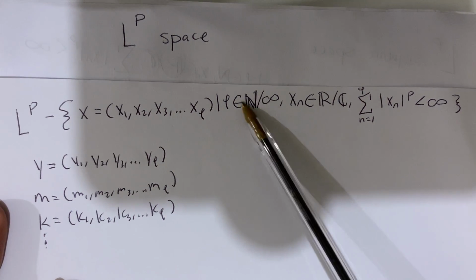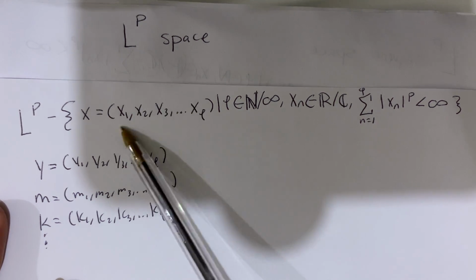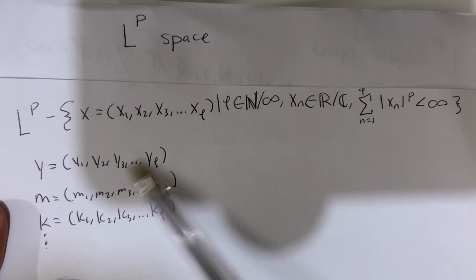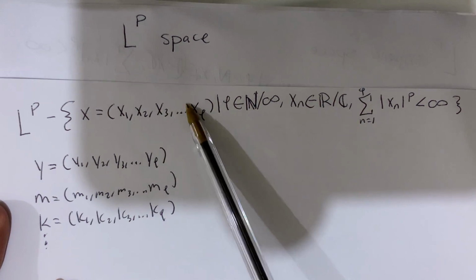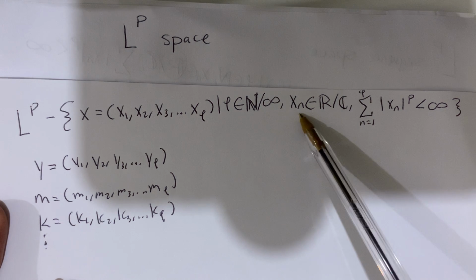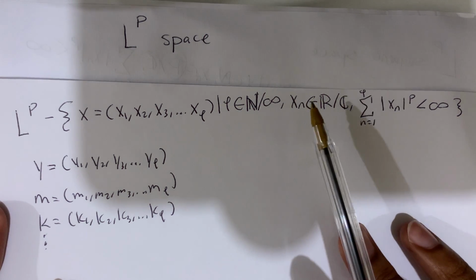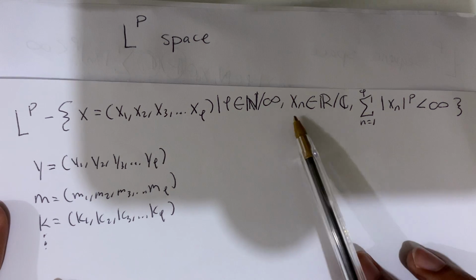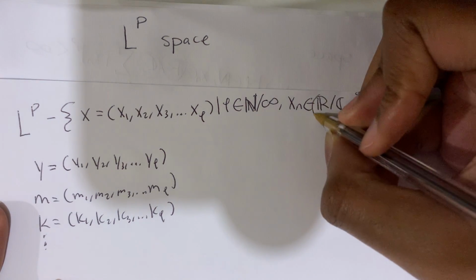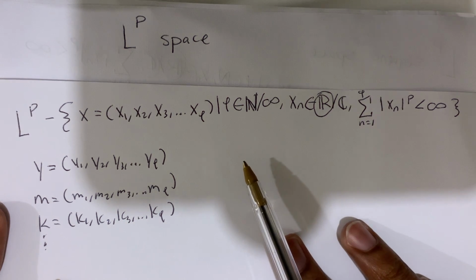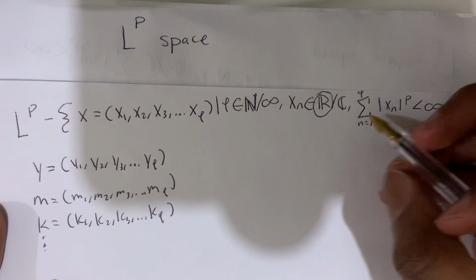So first of all, L is a member of the natural numbers, or it's infinite. This is basically saying that our set can be finite or infinite. If L is an integer, that means that this set ends after some integer. If it's infinite, then it means that this set goes on and on forever, which it can do. Xn is a member of the real numbers or the complex numbers. Now, if xn is a member of the real numbers, we have a real LP space. If xn is a member of the complex numbers, we then have a complex LP space. In this video, I'll be dealing with the real LP space for simplicity, but the same concepts carry over to the complex LP space. And here's the juicy part of the meat.